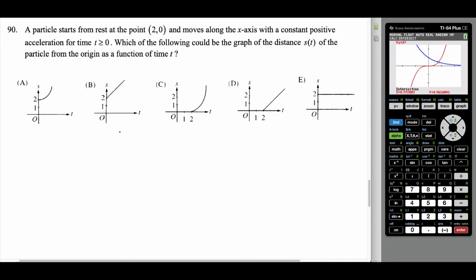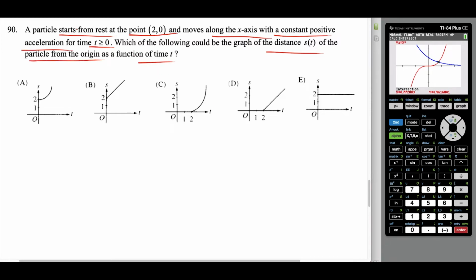For this question, we just have to know a few things about position, velocity, and acceleration. We have a particle at the point 2, 0. It starts from rest and it's moving along the x-axis with constant positive acceleration. We want to know which of the following could be the graph of the distance, s of t, of the particle from the origin as a function of time.